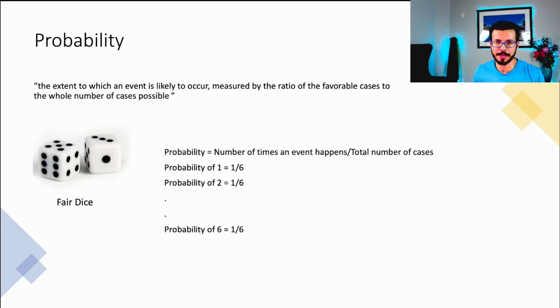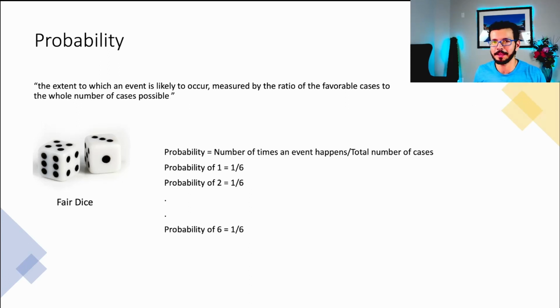Let's say you have a fair dice. Fair dice meaning the likelihood that you can have 1, 2, 3, 4, 5, or 6 is equal. So if I ask you to calculate the probability that when you throw the dice you will get 1, then based on the definition we just saw, the probability will be the number of times an event can happen, which is 1 in this case, over the total number of different cases. That's going to be 6 because you have 6 different faces. So the probability for 1 would be 1 upon 6. The probability for 2 would also be 1 upon 6 because this is a fair dice, and so on. So each one of the sides will have an equal probability.